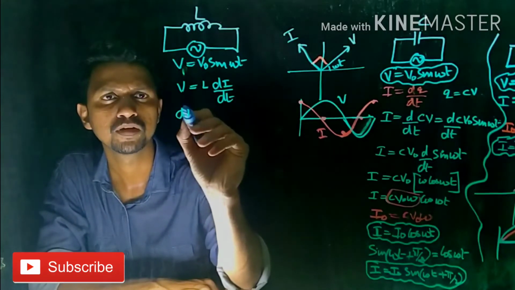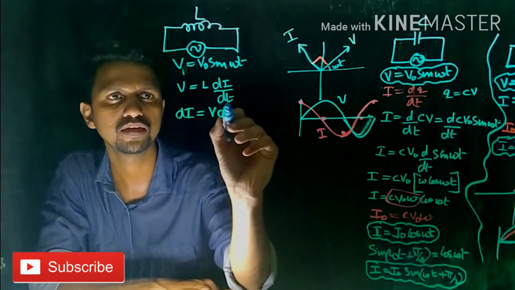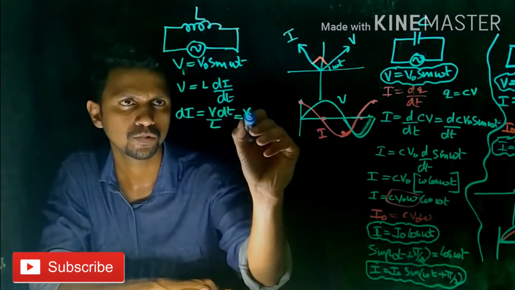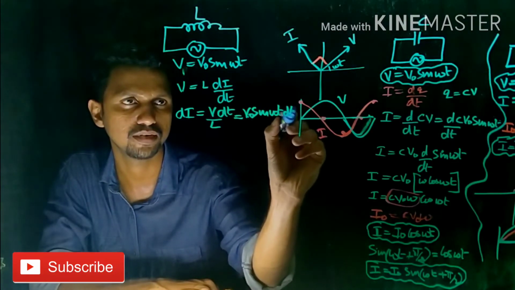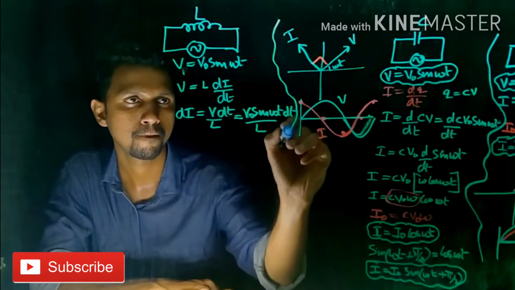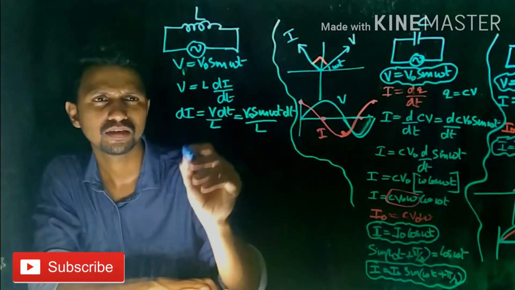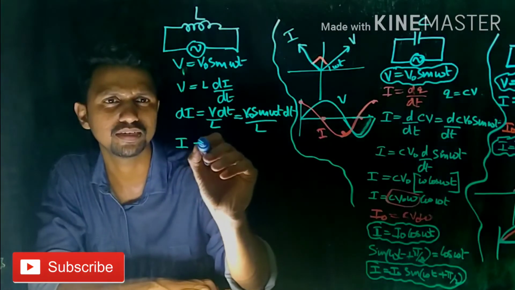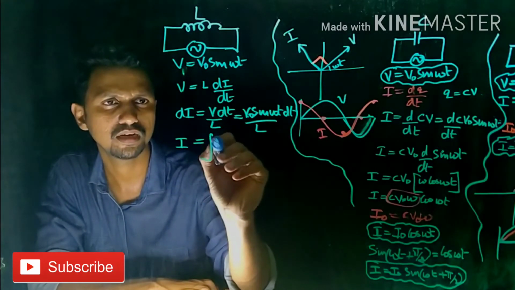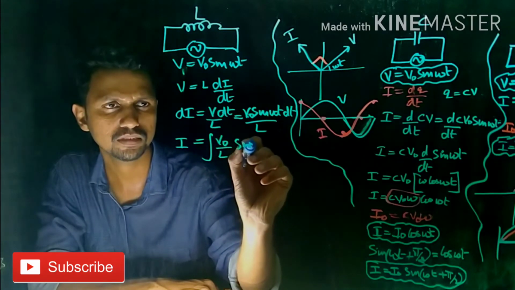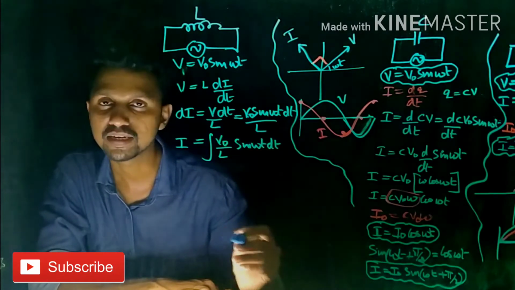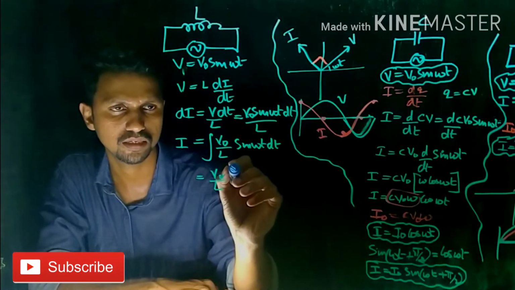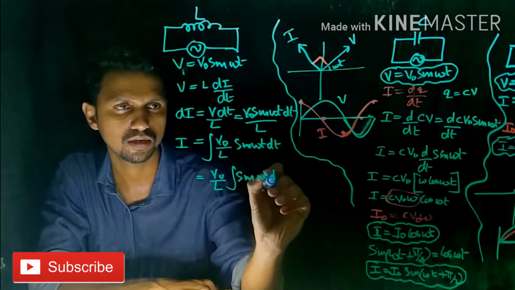Then what's di? di is equal to V dt divided by L. We could substitute for V as V0 sin omega t. Therefore, di = V0 sin omega t dt by L. In order to get I, we have to integrate this equation. On integrating, the integral of V0 by L sin omega t dt. In integration, we take the constants out, that is V0 and L are constants, so V0 by L is taken out, leaving the integral of sin omega t dt.